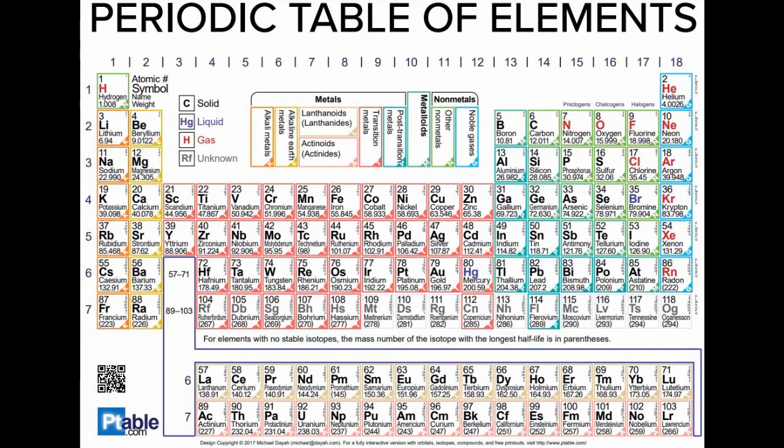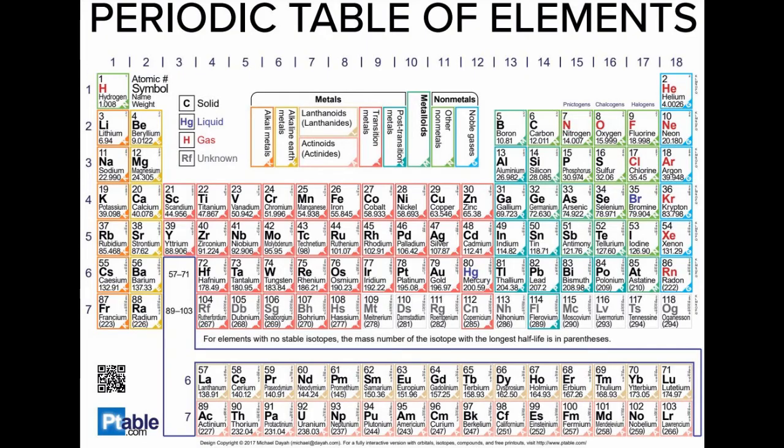How many elements do you see in the second row? You can count if you like. 8. So we can actually have 8 electrons in our second row. And in our third, how many? 8. Another 8. Okay, so this is our first pattern in our periodic table.